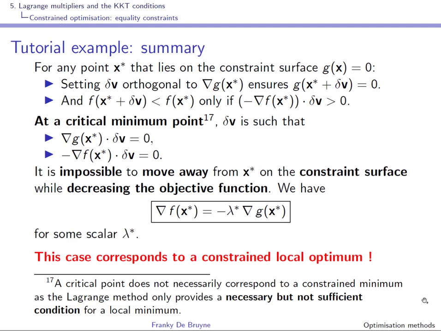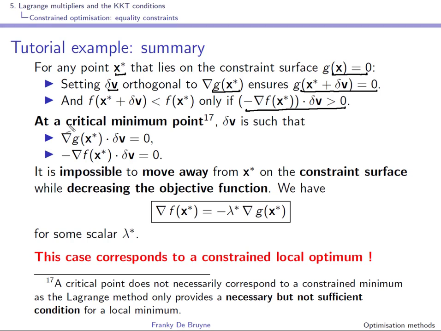We have seen in the tutorial example that for every feasible point x star that lies on g(x) = 0, if you select a small delta v that is orthogonal to the gradient, it will ensure that you stay on the curve g(x) = 0. And if you select such a delta v, it will also be a direction that will allow you to decrease the cost.